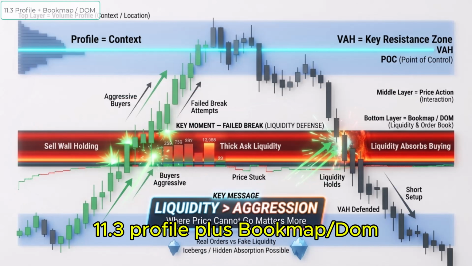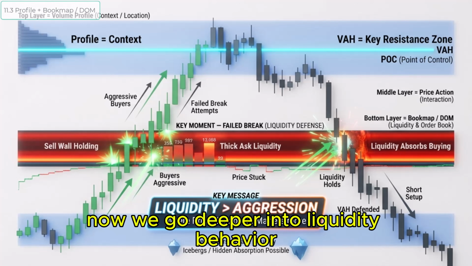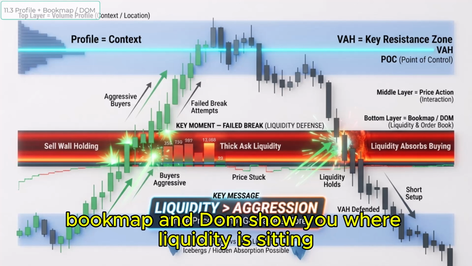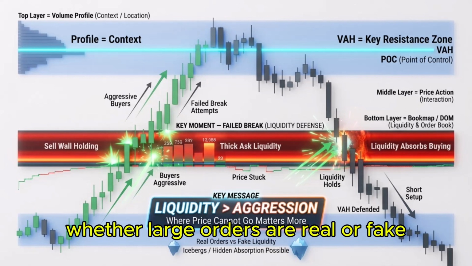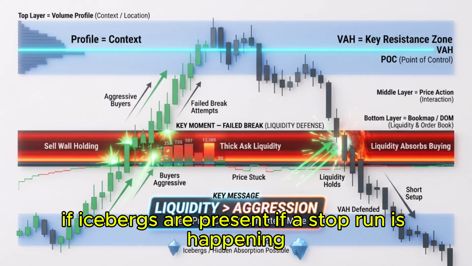11.3. Profile plus Bookmap, DOM. Now we go deeper into liquidity behavior. Bookmap and DOM show you where liquidity is sitting, whether large orders are real or fake, if icebergs are present, if a stop run is happening.